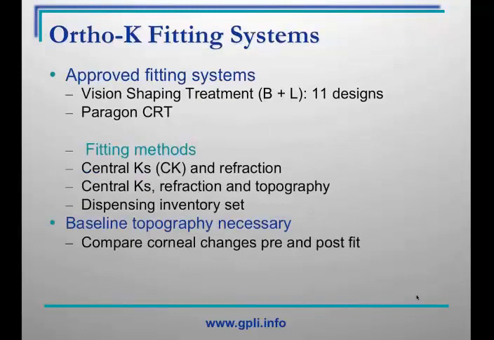There are numerous lens designs that are FDA approved, including no less than 11 designs with Bausch & Lomb's Vision Shaping Treatment, as well as Paragon Vision Sciences' CRT system. There are 3 fitting methods that are successful: empirically with central gaze and refraction, central gaze, refraction and topography, and the use of a dispensing inventory set. Baseline topography is important and necessary to the success of corneal reshaping patients. You can then compare corneal changes pre and post-fit.